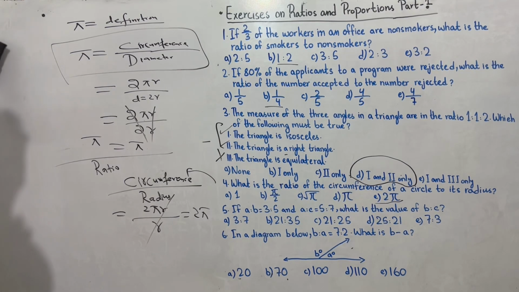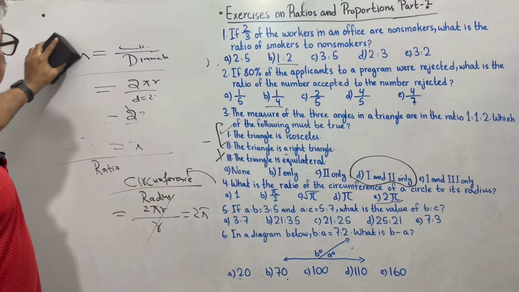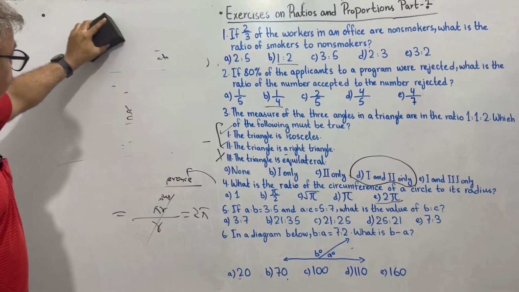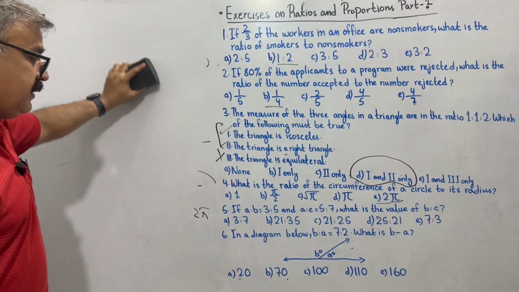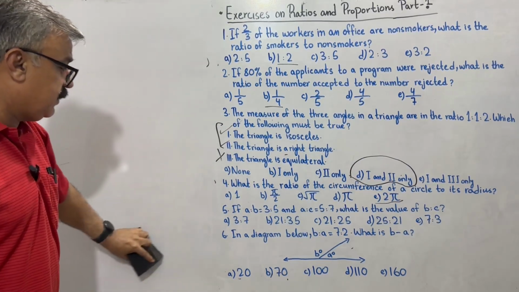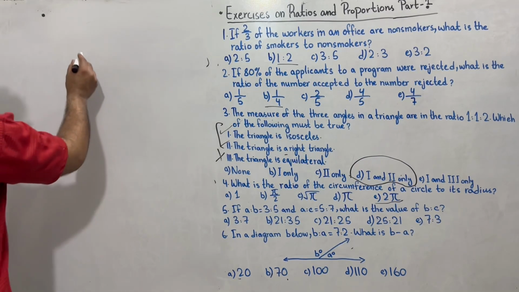Moving towards question number 5. It's a simple one. If the ratio of A to B is 3:5 and the ratio of A to C is 5:7, what is the ratio of B to C? There are several methods to attempt this question. Let's see an out of the box solution in that case.